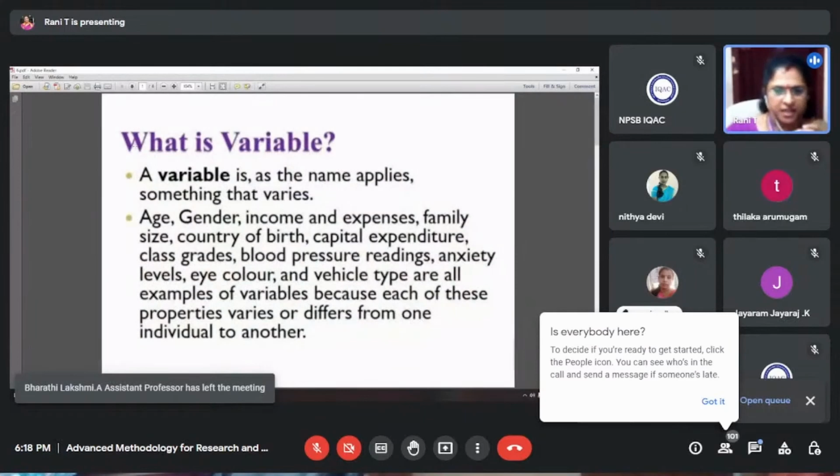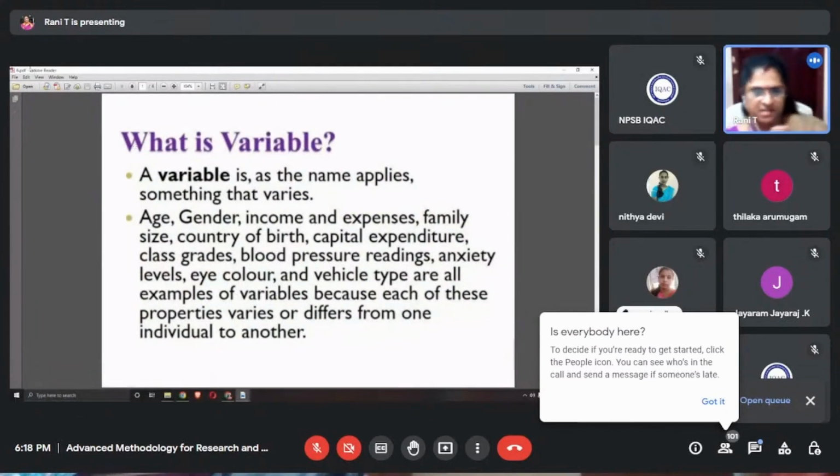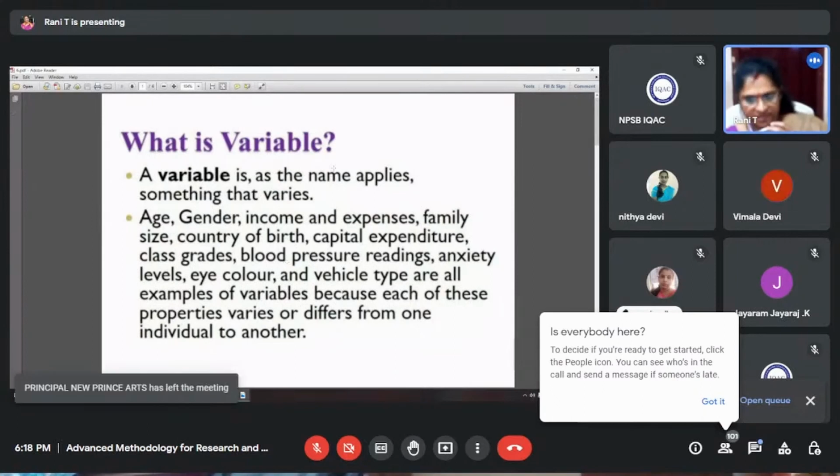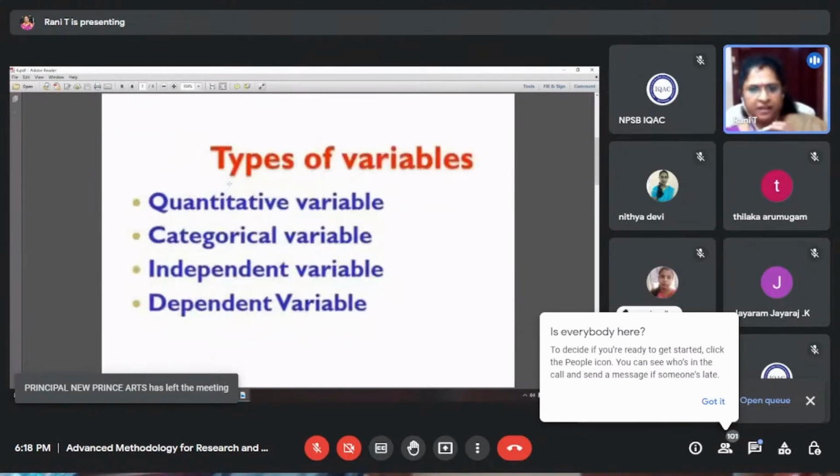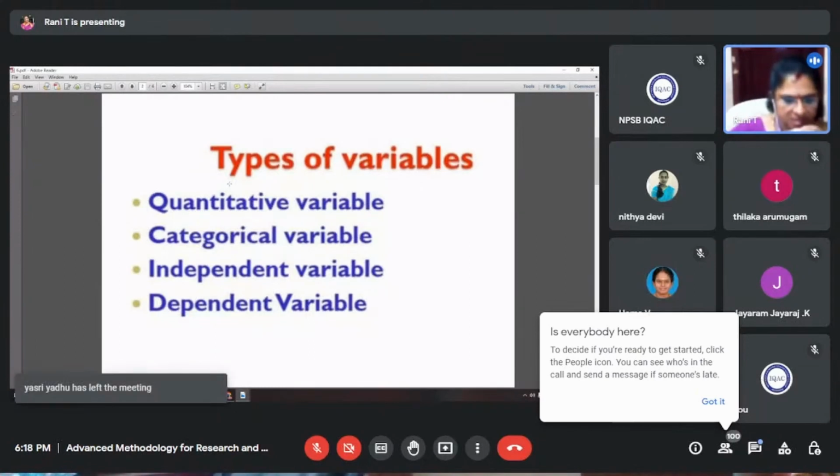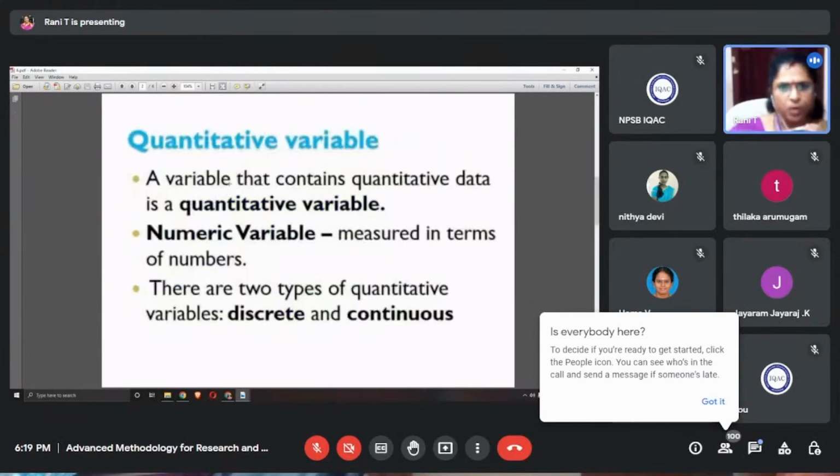What is a variable? Here I said dependent. What is a dependent variable? What is an independent variable? Variables here are gender, income, like that. What are all the things that vary, what are all the things that change, what are all the things that differ from one individual to another? We take it as a variable, and we categorize variables under quantitative, categorical, independent as well as dependent.